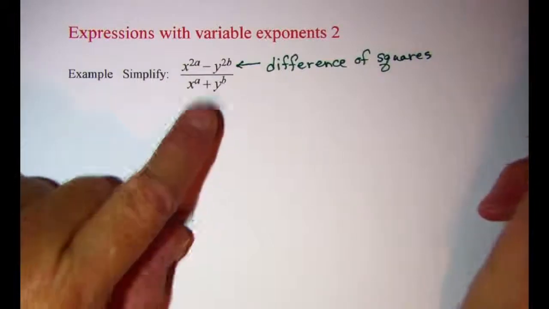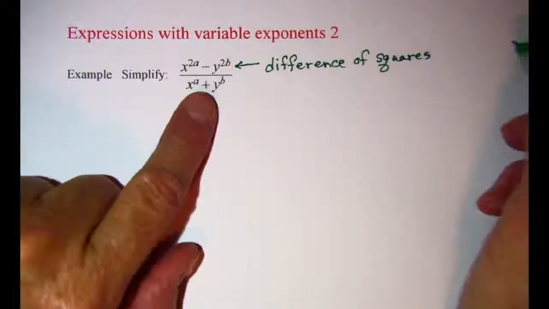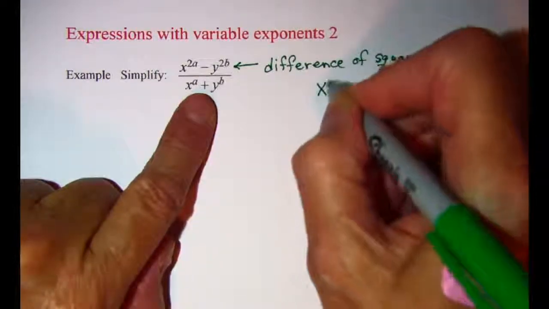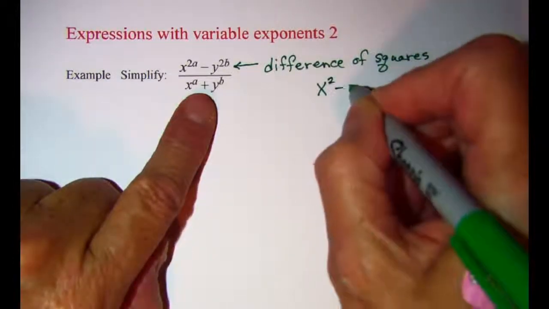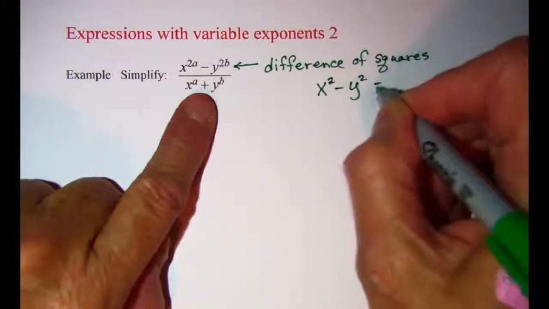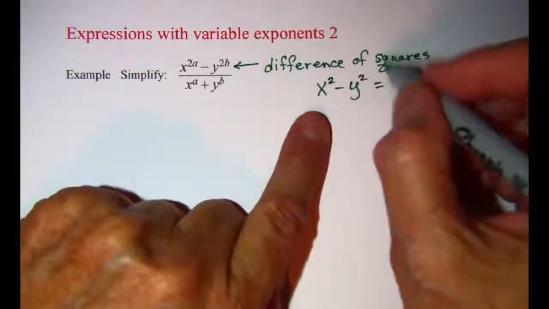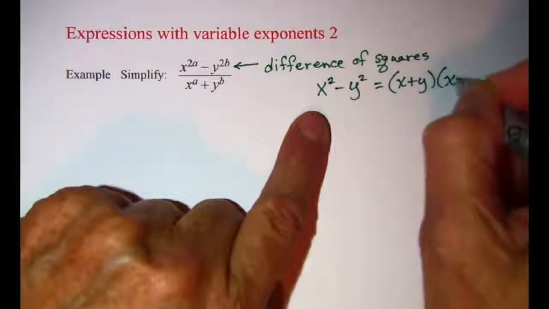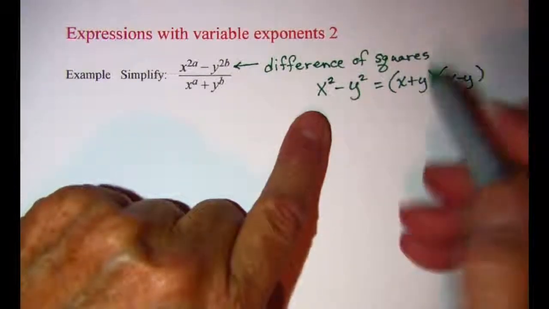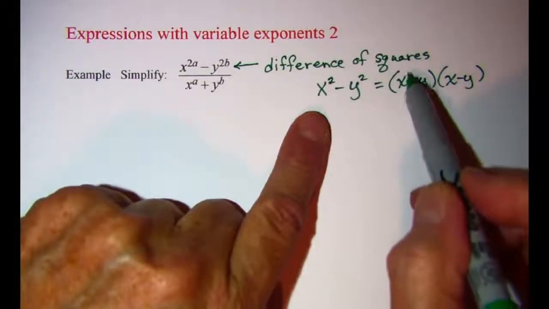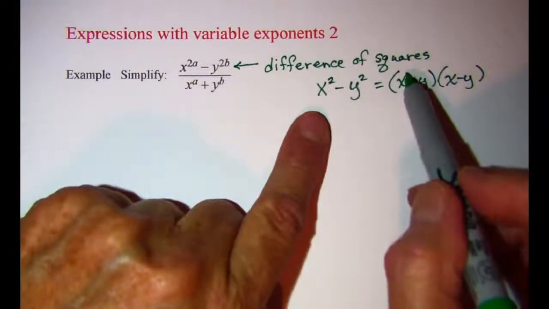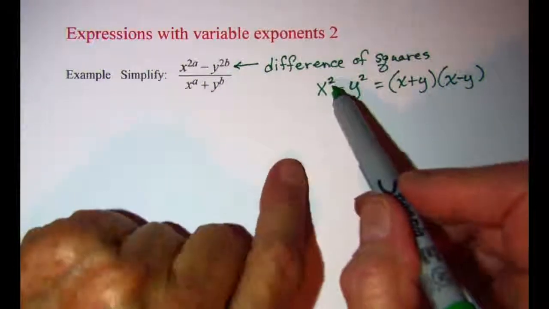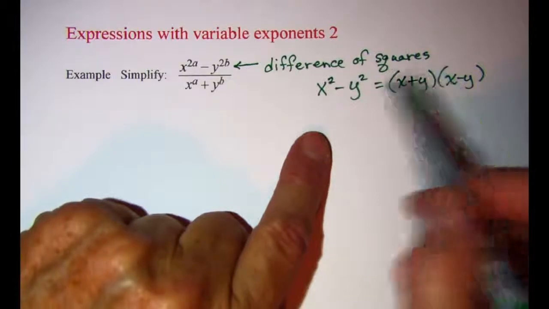Now I'm calling these squares because let's look at our rule for factoring the difference of squares. If I have x squared minus y squared, I can factor this into x plus y times x minus y. Now, let me point out that these exponents, this is a 1, which is just half of this exponent here. And this one's 1 also.